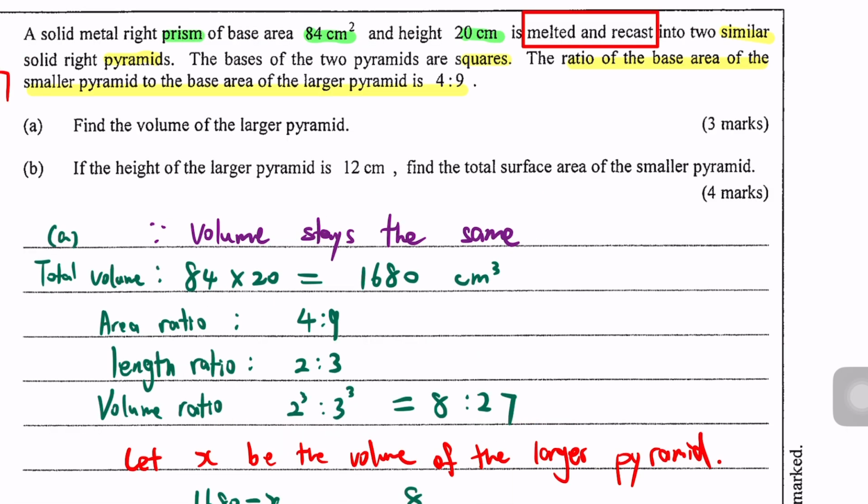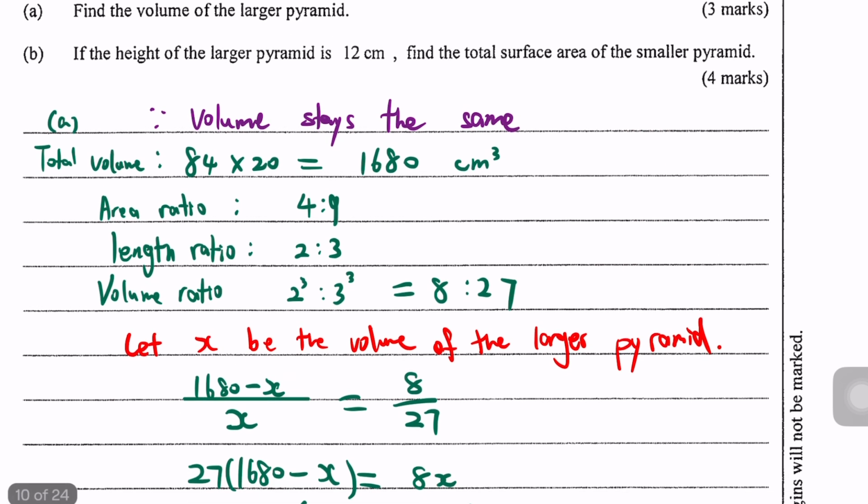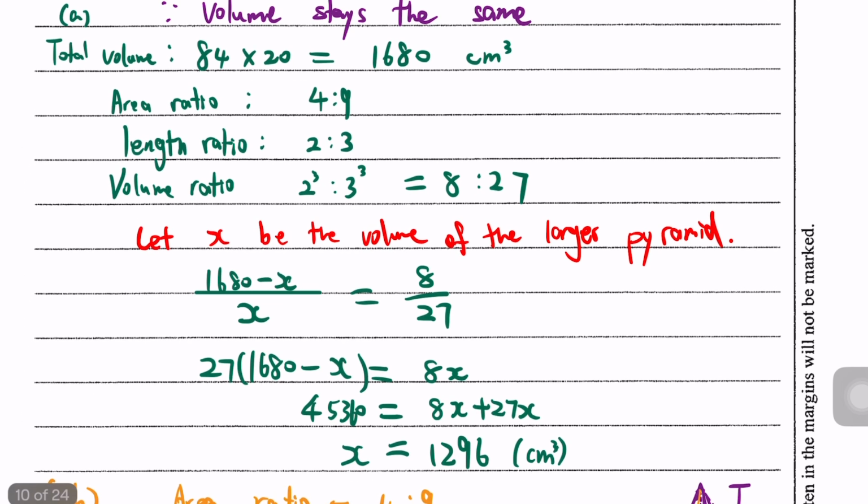Another method to do it: you know that 4 plus 9 will be the total of the ratio, right? So 9 over 4 plus 9 means the largest volume over the total volume, times the total volume. You can directly calculate the volume of the larger pyramid as well. So it depends on which method you like, okay? This one is the ratio of the smaller one over the larger one.